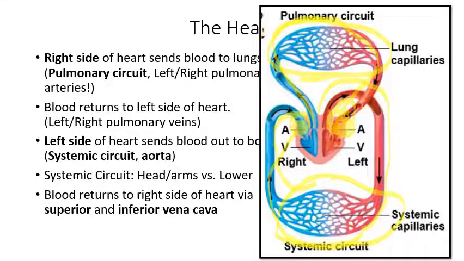Right, so the left and the right sides of the heart. The right side of the heart receives oxygen-depleted blood from the body and sends it to the lungs. From the lungs, it travels back and ends up in the left side of the heart, and from the left side of the heart, the oxygen-enriched blood gets sent out to the systemic circuit, gets sent out to the body, and then it goes back to the right side of the heart, and so on.